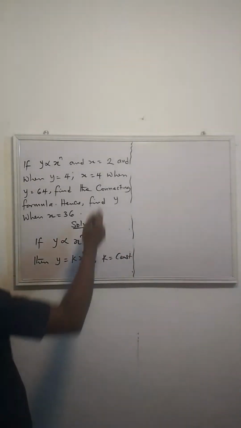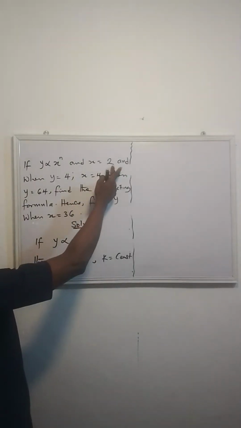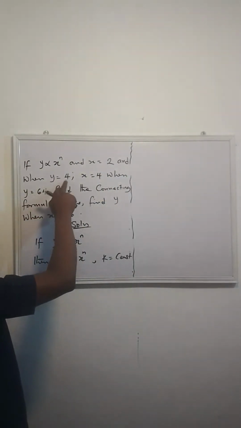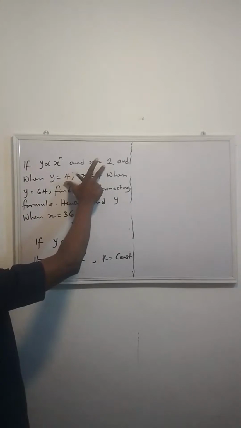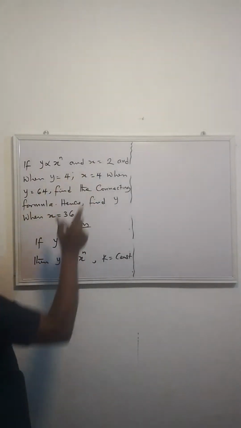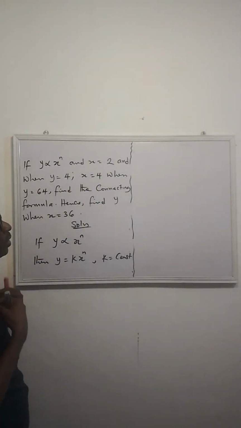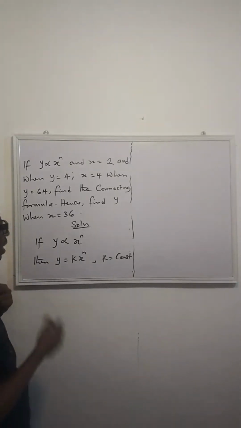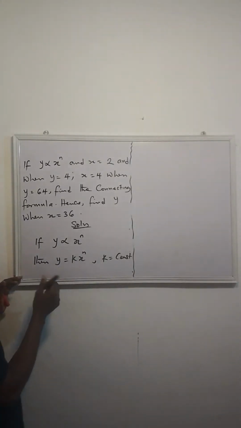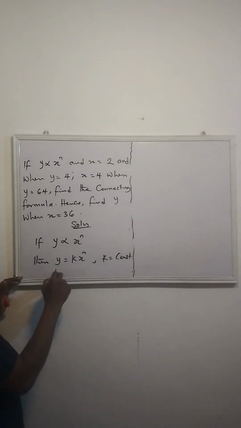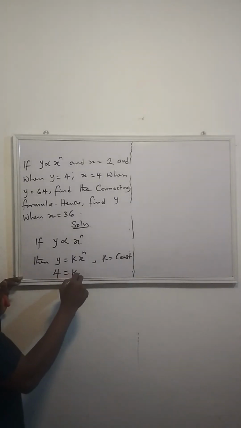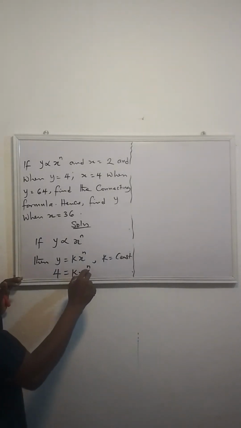Okay, so in the question we are given that x is 2 when y is 4. So this is the first pair. So you plug in the values into the connecting formula. Okay, so now let's do that. What we have here, y is 4, so we have 4 equals k times x. What is x? x is 2 raised to the power of n.